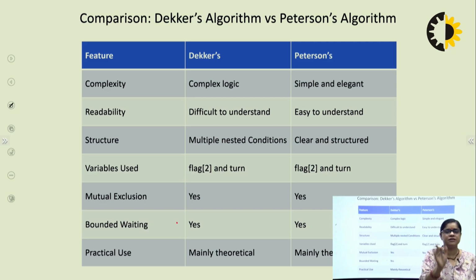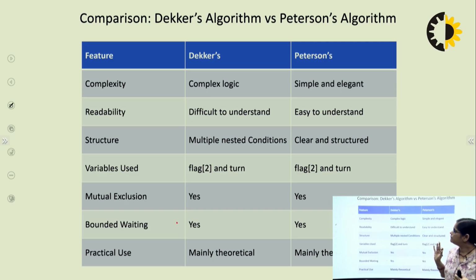We can say, okay, this code means this, but in Dekker's we find it very difficult, right? If you remember, Dekker's has multiple nested conditions, and due to them it is very tough to understand that logic, right? While Peterson's is very clear and structured. The number of steps is also less.